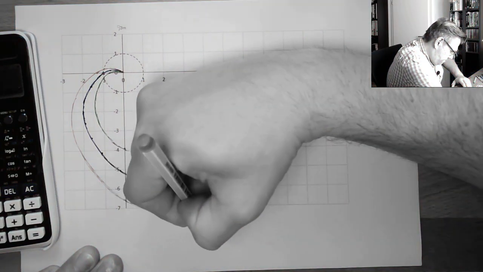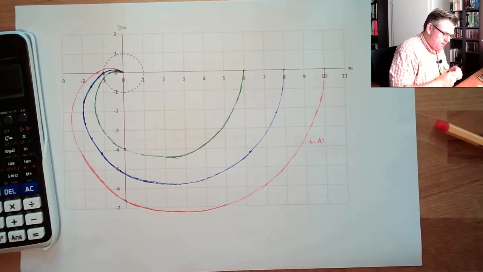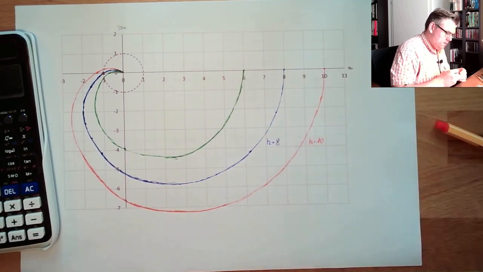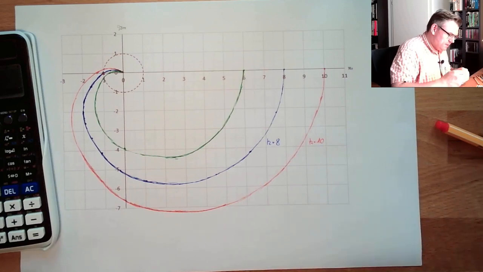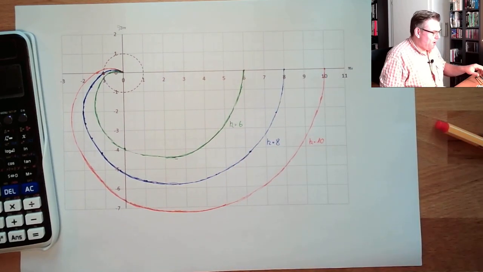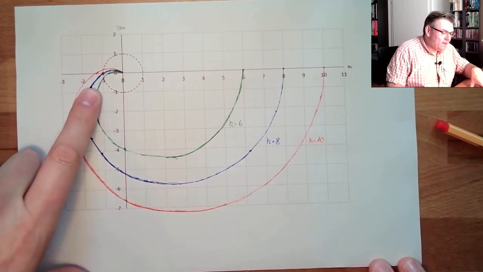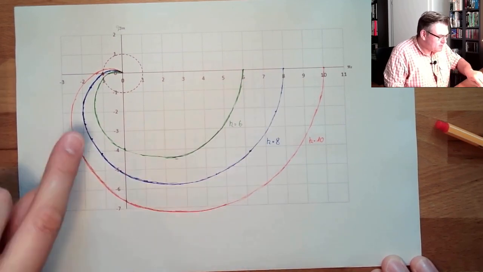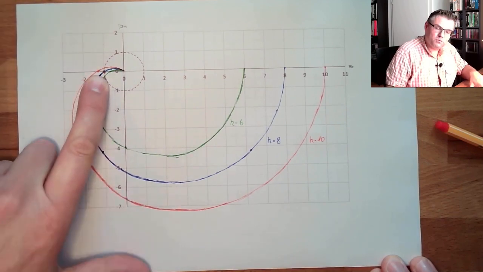So this is k equals 10. This here is k equals 8. This is our border case, which we have exactly calculated. And this here is k equals 6. Now we are taking a closer look at this part here. In the border case, we are exactly passing through the so-called Nyquist point here at minus 1.